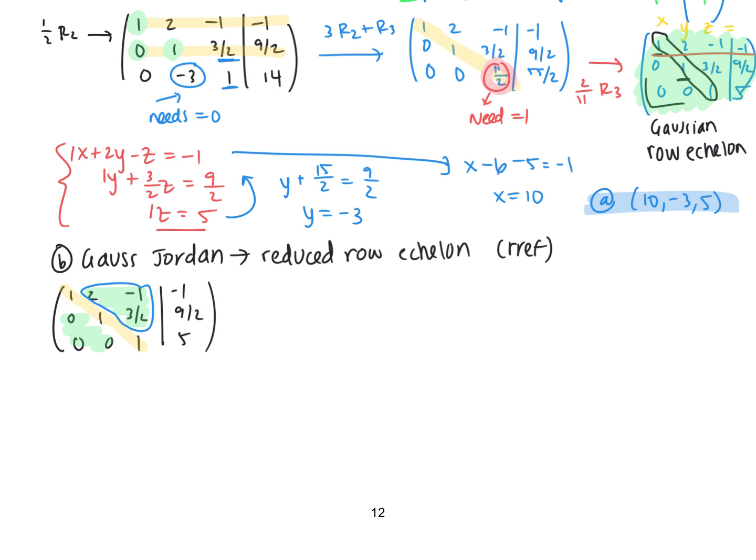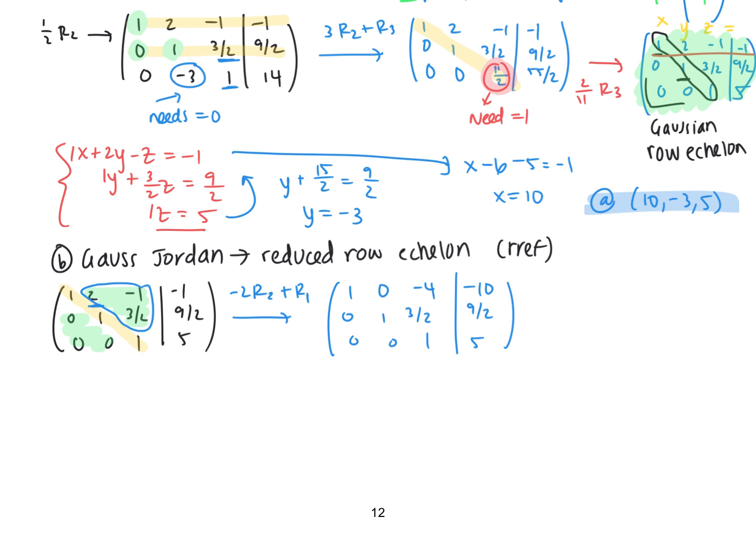Okay, so first thing that I'm going to do is I'm going to focus on this 2 that I want to get rid of. And so what I'm going to do is take that second row and multiply it by negative 2 and add it to the first row. So my second row stays the same, and my last row stays the same. My first row then, I'm going to end up with a 0 here, a negative 4, and a negative 10.